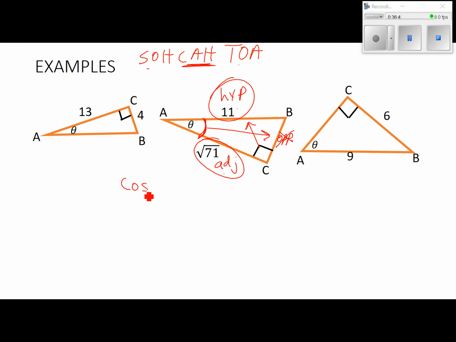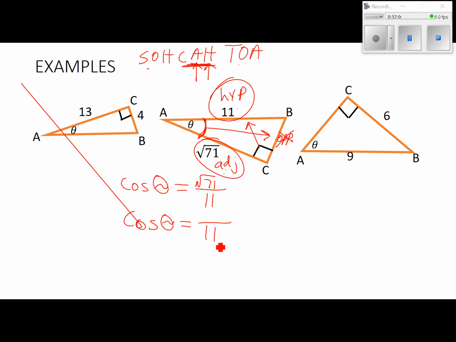So I'm going to write down cosine. Our angle this time is theta equals, then the fraction. Well, cosine is adjacent over hypotenuse. Adjacent is square root of 71. Hypotenuse is 11. Now the one thing I'll say on this one, it's probably going to be a little easier if we go ahead and figure out what the square root of 71 is on our calculator.